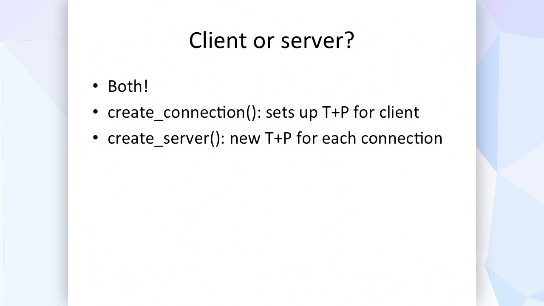So before I show what transports and protocols actually look like, how they call each other, let's make it clear that a transport is used both for a server-side connection and for a client-side connection. If as an application you want to act as a client and make a connection to some other server, you call create connection, and that sets up one transport and one protocol for that particular connection. On the other hand, if as an application you want to be a server, and of course you can be a server and a client at the same time, you can be many clients if you have a web crawler, but for the particular case where you want to be a server, you call create server.